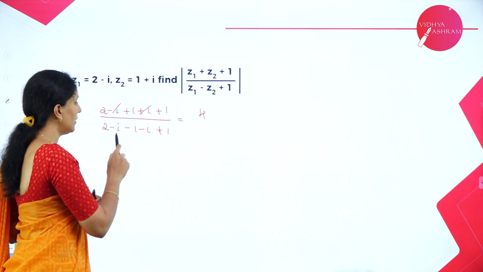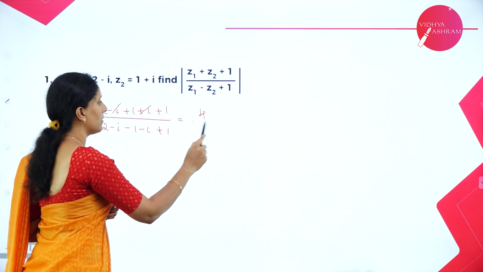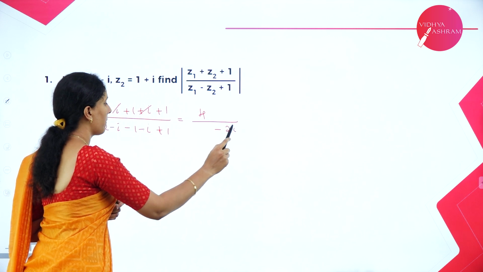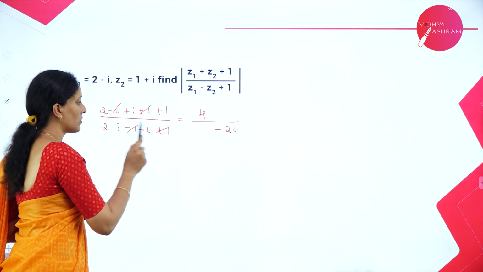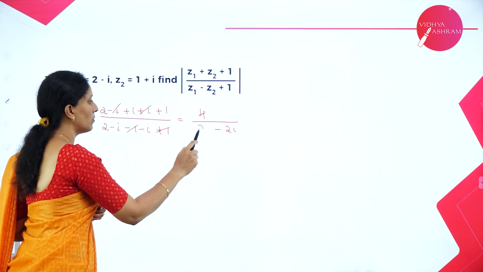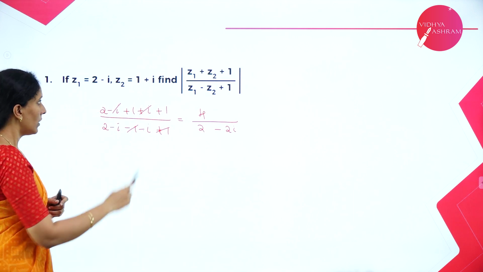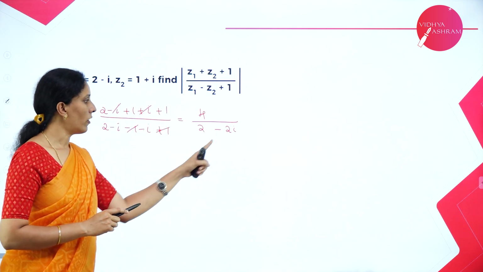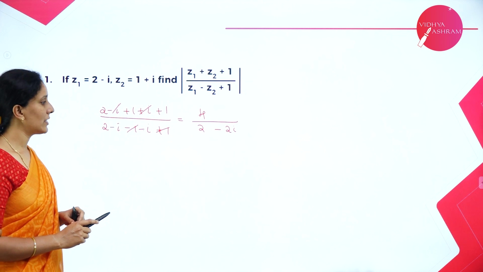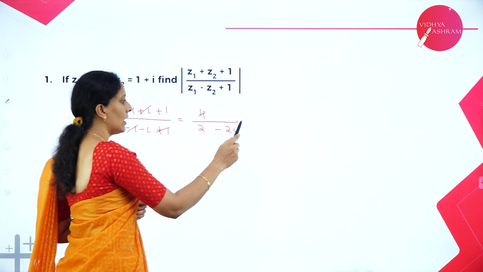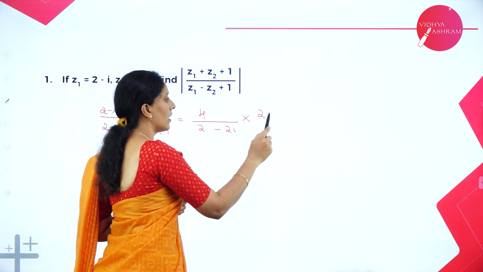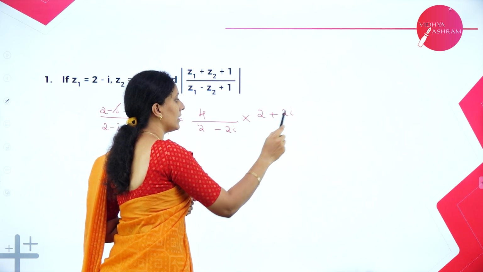And here minus i becomes minus 2i, and minus 1 plus 1 cancels. We have 2 minus 2i here. So let me solve this. We have 2 minus 2i in the denominator. Let us make it a rational number in the denominator.